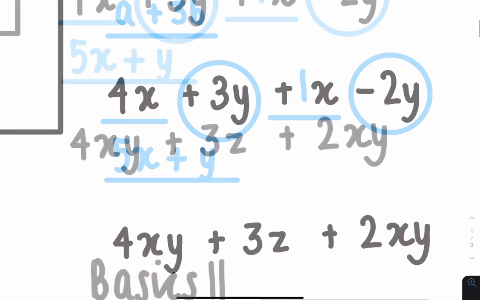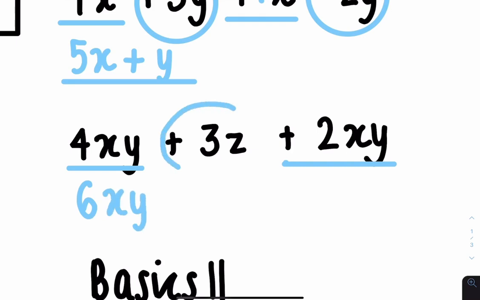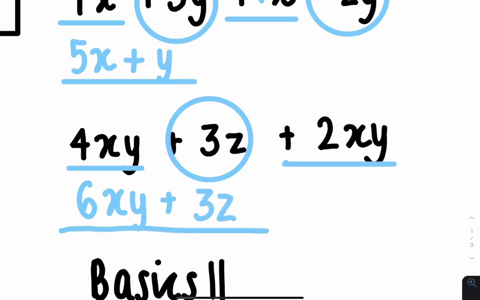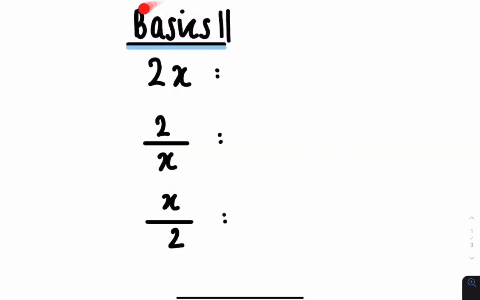Another example, collect all the xy's together. So we have 4xy plus 2xy. So 4xy plus 2xy just gives you 6xy. And then plus 3z, which hasn't changed. It's just plus 3z. Now, what we just learned is collecting like terms. Hopefully that's all clear.